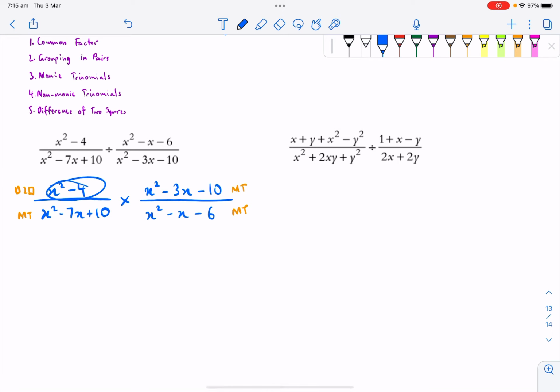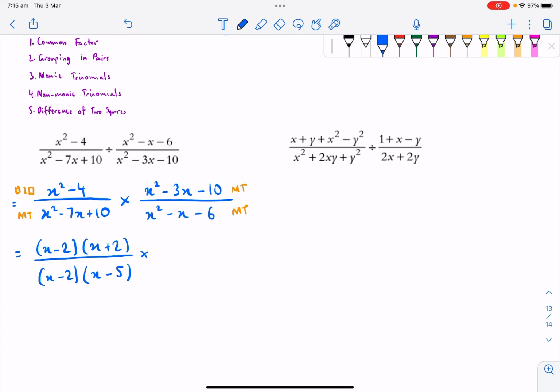All right, so let's go ahead and factorize that. We're going to get x minus 2, x plus 2, if you remember how to use the difference of two squares. This denominator is a monic trinomial, so that's a sum of -7, a product of positive 10. So that's minus 3, minus 4. Sorry, minus 2, minus 5. We've got another monic trinomial here, a sum of -3 and a product of -10. That is x take away 5, x plus 2.